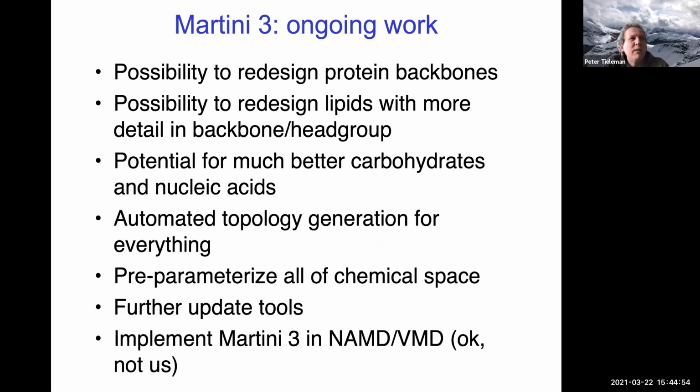There's the potential for much better carbohydrates and nucleic acids. There is a carbohydrate force field, sweet Martini, that has certain capabilities, but it's not very capable of distinguishing between carbohydrates. With the higher resolution and with better electrostatics, that actually becomes possible. There are efforts in Theo John's group to make topology generation automatic and pre-parameterize all of chemical space. I think that's an interesting idea.